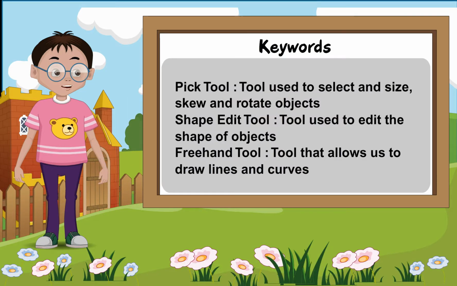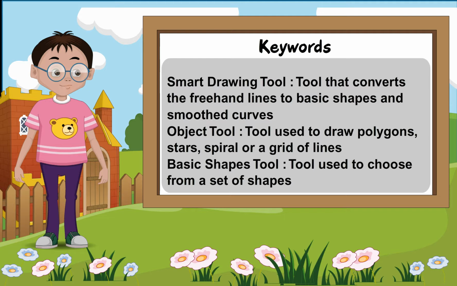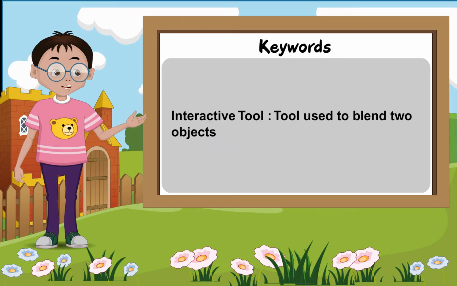Keywords. Pick tool: tool used to select, size, skew and rotate objects. Shape edit tool: tool used to edit the shape of the object. Freehand tool: tool that allows us to draw lines and curves. Smart drawing tool: tool that converts freehand lines to basic shapes and smooth curves. Object tool: tool used to draw polygons, stars, spirals, or a grid of lines. Basic shapes tool: tool used to choose from a set of shapes. Interactive tool: tool used to blend two objects.